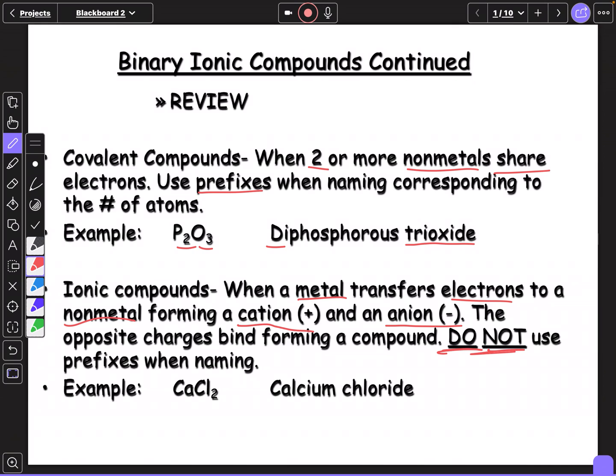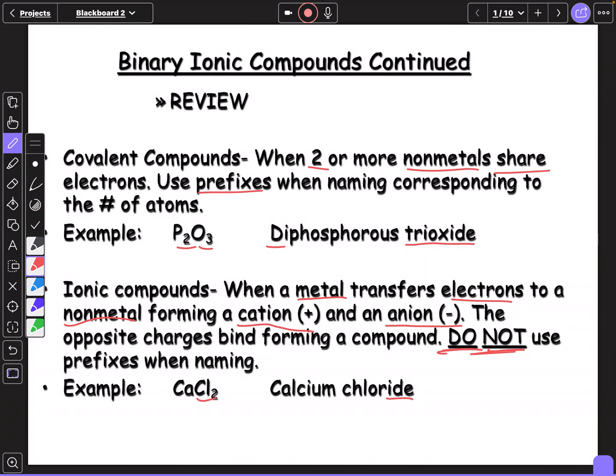So an example, CaCl2. I name the metal first, which would be calcium. The metal is always written first and the nonmetal is always written second. Then I name the nonmetal, dropping the -ine and adding -ide. Chlorine becomes chloride. That would not be calcium dichloride. That would be wrong. It's calcium chloride.